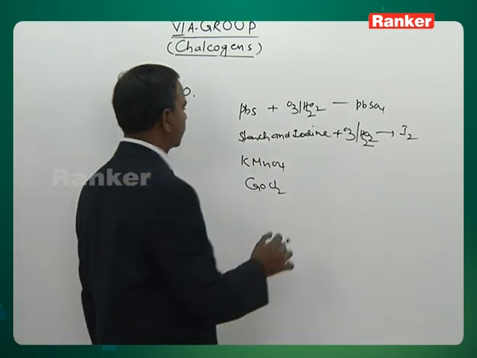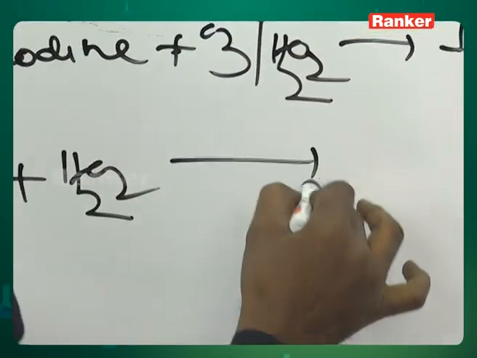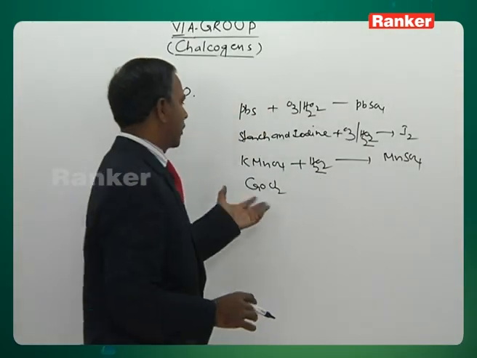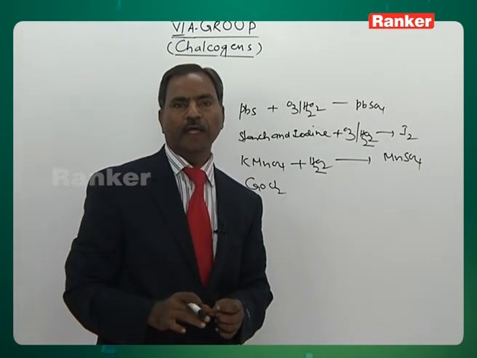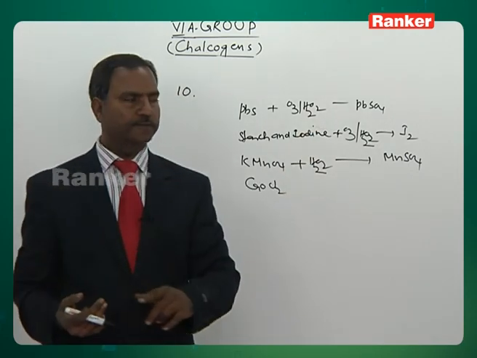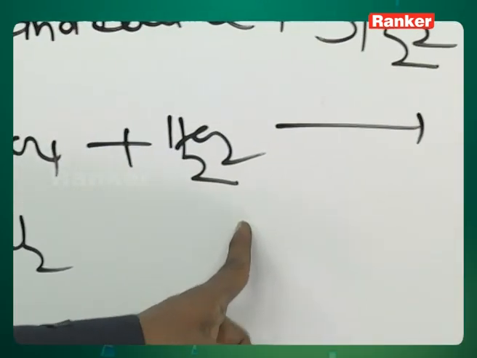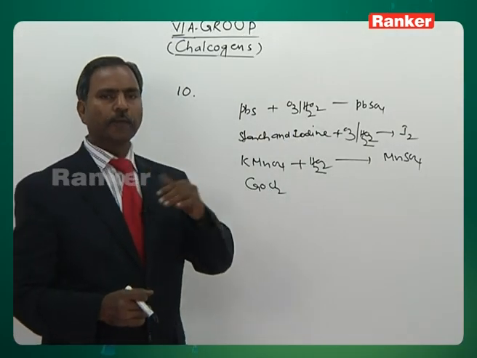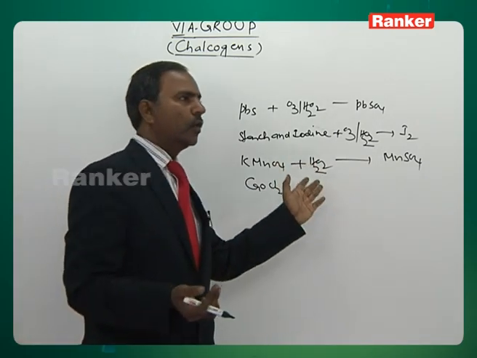Coming to KMnO4, hydrogen peroxide only decolorizes KMnO4 by reducing KMnO4 to MnSO4 in sulfuric acid. This hydrogen peroxide acts as oxidizing agent and reducing agent. But ozone can only act as what? Oxidizing agent. Therefore, here KMnO4 is reduced by hydrogen peroxide to colorless MnSO4. So, in presence of hydrogen peroxide only, potassium permanganate can be decolorized, but not with the ozone.